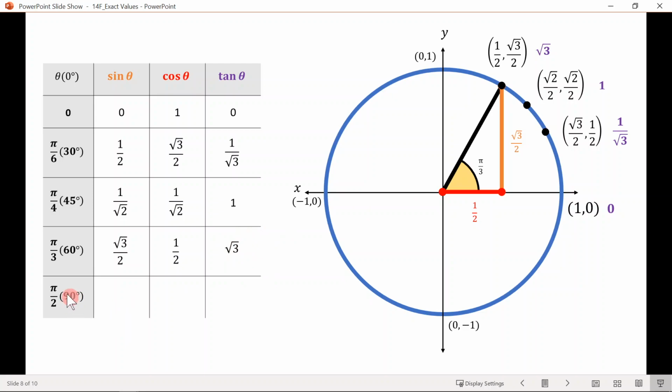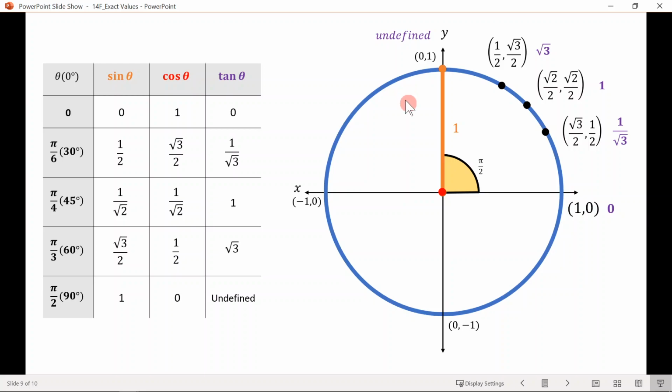And then last, the one that we have seen before, which is pi on 2, which is 90 degrees, is going to be right here. And as you can see this time, I'm going to have a sine which is 1. My cos is going to be 0, and if I was to go 1 divided by 0, it's going to be undefined.